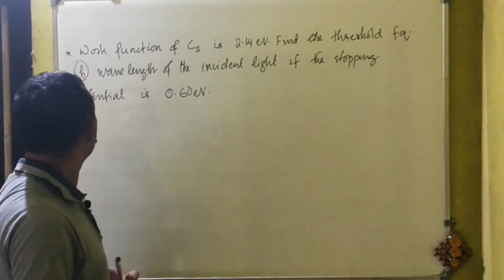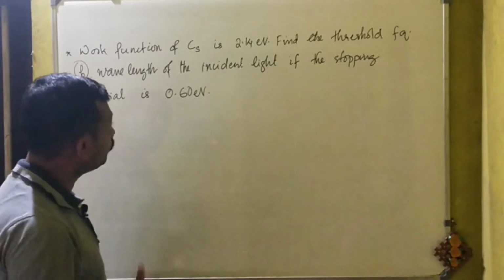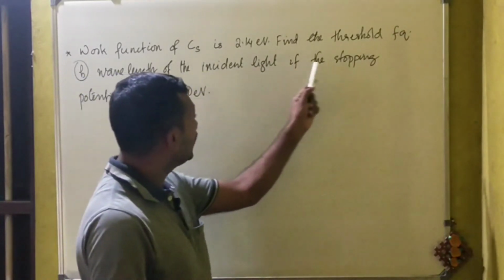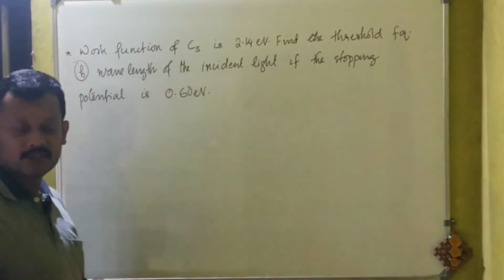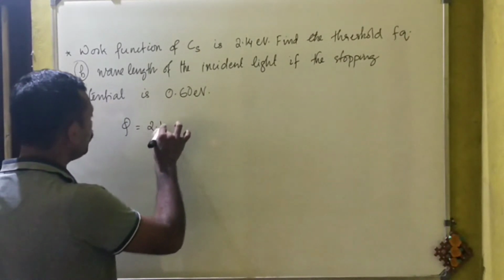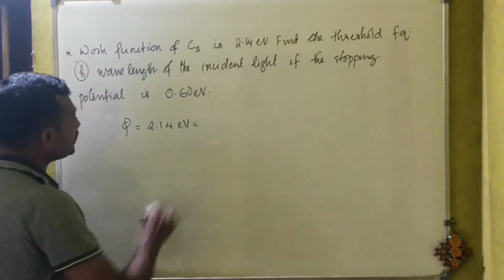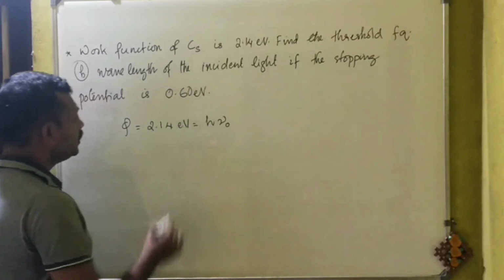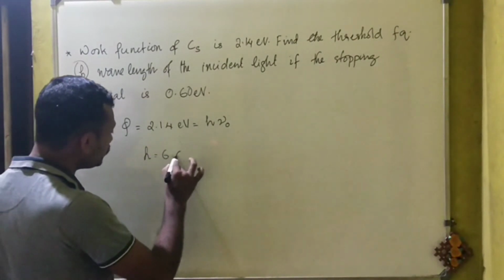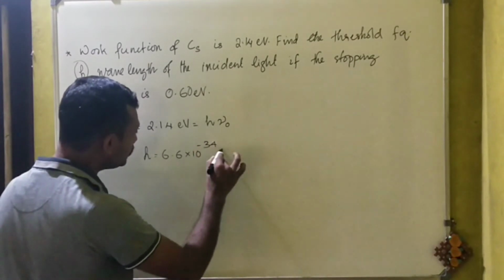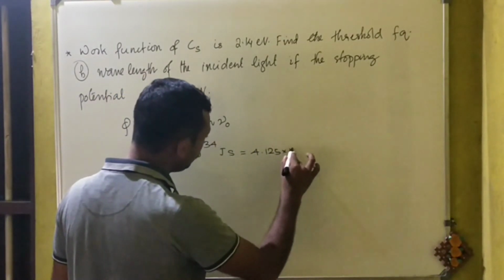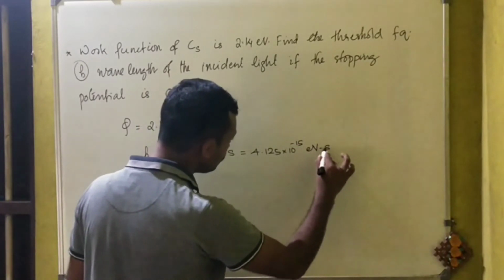Let's read the question now. Work function of cesium is 2.14 electron volt. Find the threshold frequency, and the second part is the wavelength of the incident light. The stopping potential is 0.60 electron volt. The first part is very simple. Given work function phi is equal to 2.14 electron volt, and according to Planck's condition, this is equal to h nu 0. Since this side of the equation is in electron volt, we need to find the value of h also in electron volt. This is 6.6 into 10 to the power minus 34 joule second. Correspondingly, this is equal to 4.125 into 10 to the power minus 15 electron volt second.